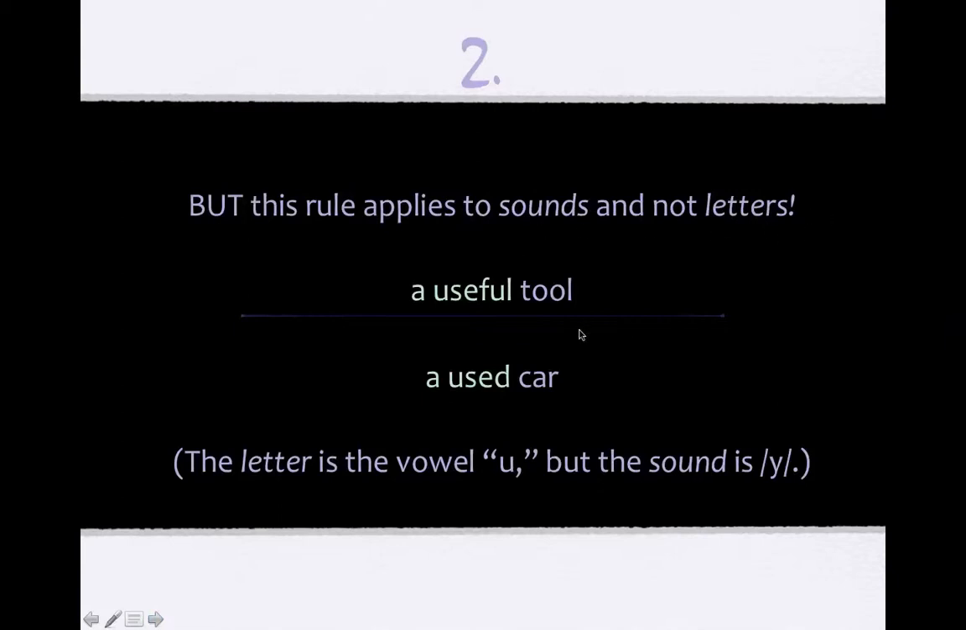So I say a useful tool, a used car. I use a even though I see a vowel here, and the reason for that is that the vowel that you see is U, but the sound is this, ya, which is a consonant sound. And so the rule goes with the sound and not the actual letter. So I use a here.